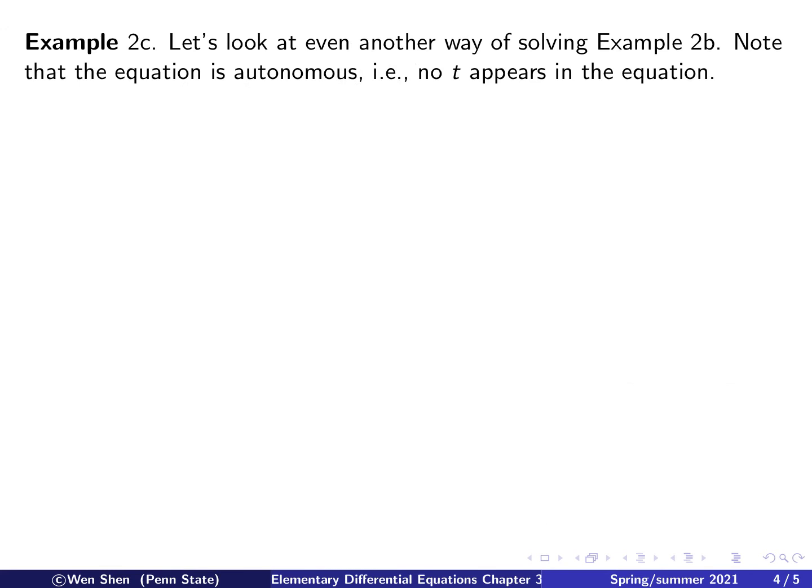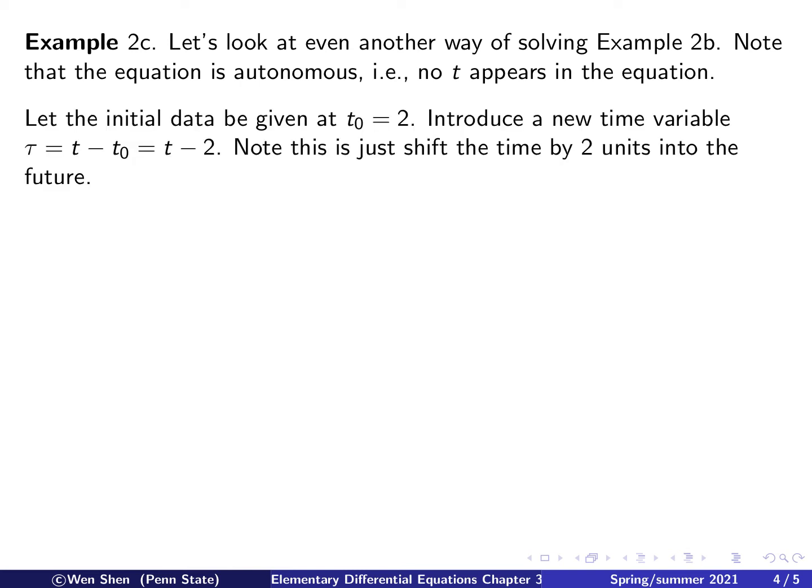Okay, so this is another spin on version B. Let's look at yet another way of solving this equation with the initial condition given at a time other than 0. We see that the equation is autonomous, which means that the time variable t does not appear in the equation. If that is the case, then you can do the following manipulation. Let the initial data now be given at t0 equals 2.